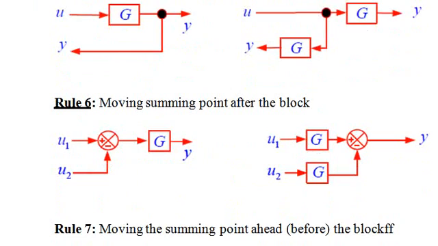Next one, moving the summing point after the block. Here we have the summing point before the block, with the inputs u1 and u2 and the output as y. Now this will be shifted after the block like this.